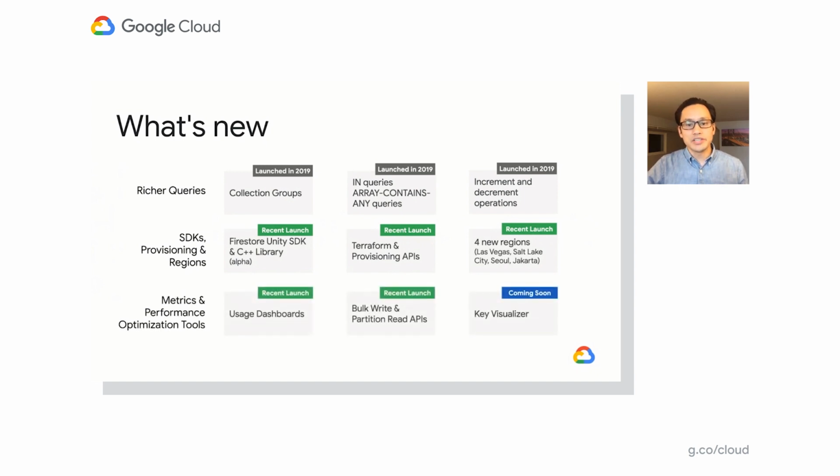Moving forward, a major theme of investment for Firestore includes metrics and performance optimization tools. To support this, we've launched usage dashboards and APIs to improve throughput of both bulk writes and read operations. One of the more exciting features that is coming soon is a new performance profiler for Cloud Firestore called Key Visualizer. And with that, I want to hand it over to Arash, who will be digging a bit deeper into Key Visualizer.